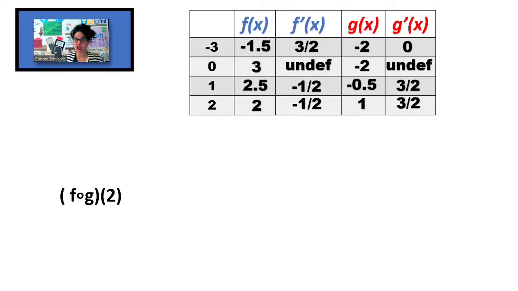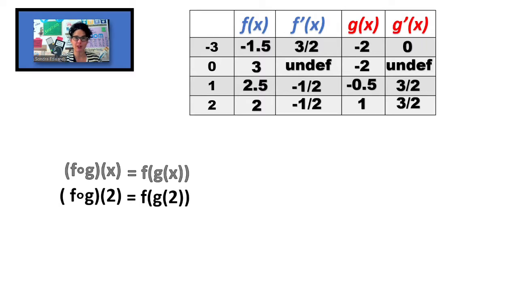F composition g of 2. So f comp g, I did not like that notation. So let's go back a bit. We have f comp g of x, but that is really f of g of x. All right, so let's substitute 2. Go into our table and find the answer to g of 2. So looking across there, g of 2 is 1. Now we can find f evaluated at 1. So going across from 1 until we get to the f function, that's 2.5, and there's our answer.